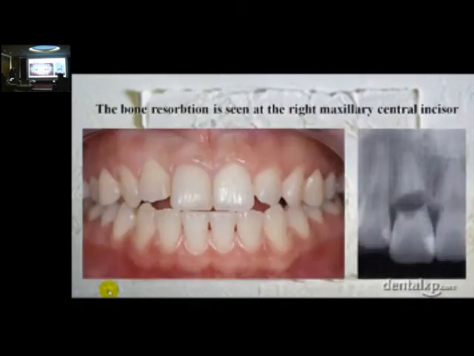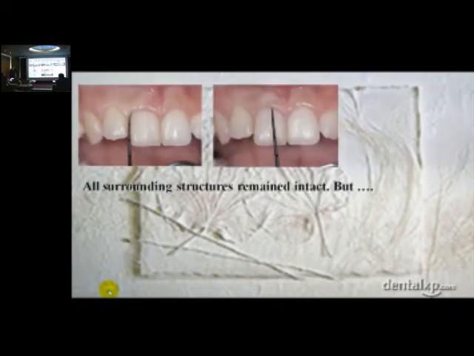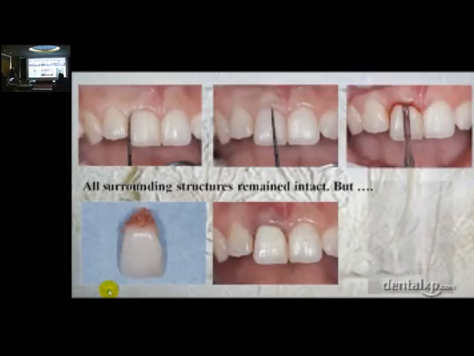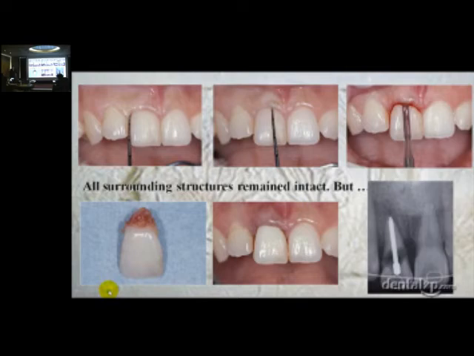We can see the traumatic intra-root resorption in this tooth. In this patient, all surrounding structures remained intact, but the crown portion of the natural tooth was removed and bonded to the root again using Superbond. Then the orthodontic extrusion was carried out.